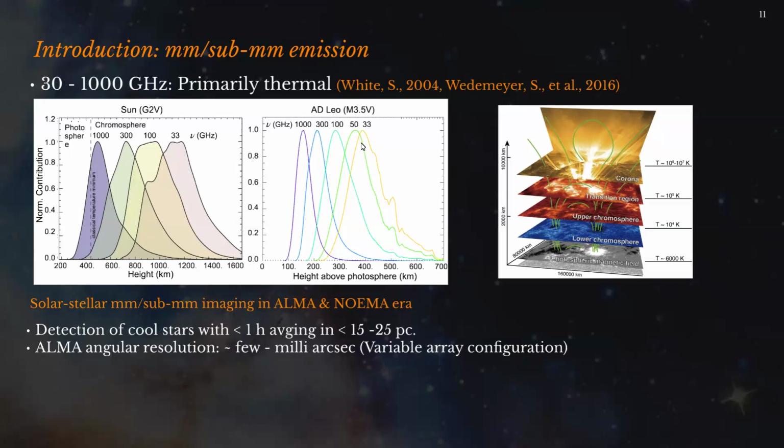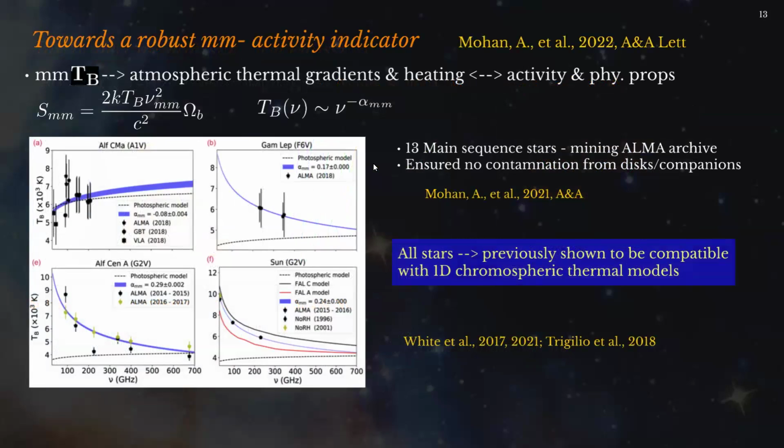And the same exercise was done for AD Leo, the M dwarf. And we see that the same thing can be applied, where different millimeter frequencies form at different heights in the chromosphere, whereby you can do a direct tomographic exploration. Okay, so we exploited this unique character of the millimeter waveband, and we took all the stars which have been observed in ALMA so far.